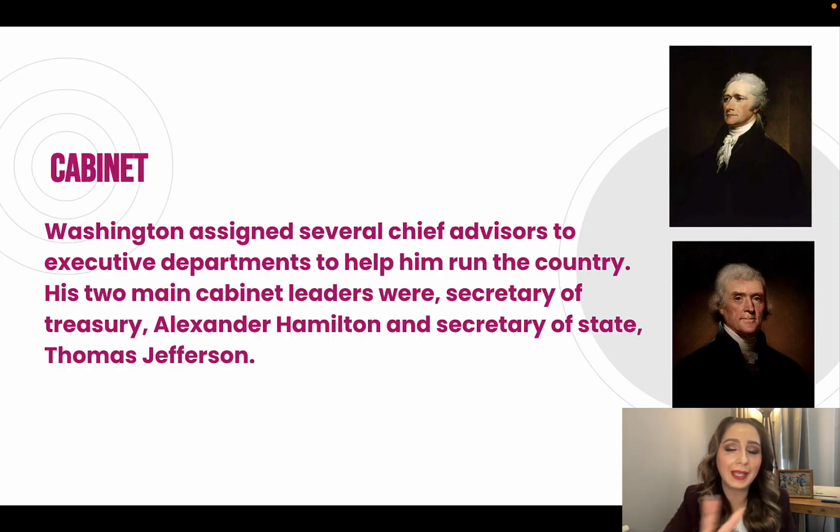Two of his main cabinet members are Alexander Hamilton, who became Secretary of Treasury. That means he dealt with money. And Thomas Jefferson, Secretary of State. That means he dealt with foreign affairs.